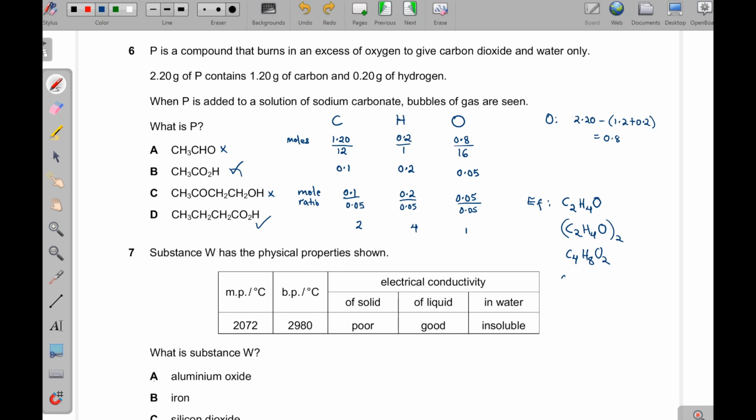Now checking this one here, it can be CH3, CH2, CH2, COOH. Okay, there are 4 carbons, but how many hydrogens? 5, then 7, 8, and then 2. So it's this one here. And you can see that this one here is actually this. So that means our answer is going to be D.